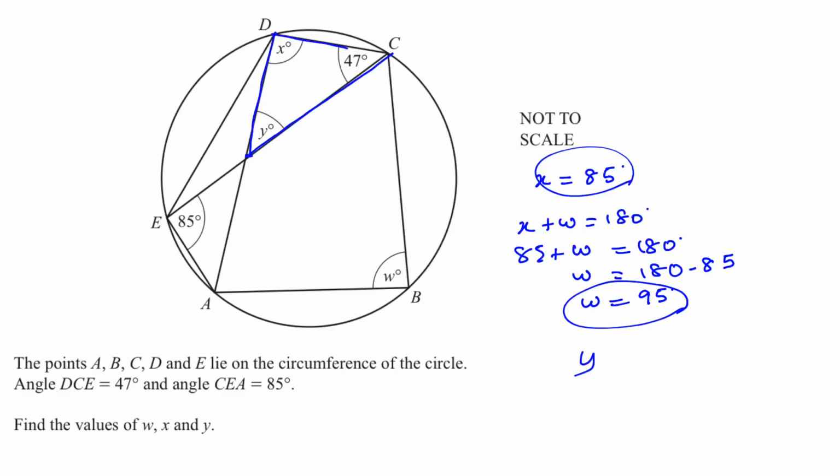All angles in a triangle equal 180. If this is 85 and this is 45, so Y will be 180 minus 85 minus 47, and that will equal 48 degrees. It looks complicated, but if you know your rules, it's really not that difficult to solve.